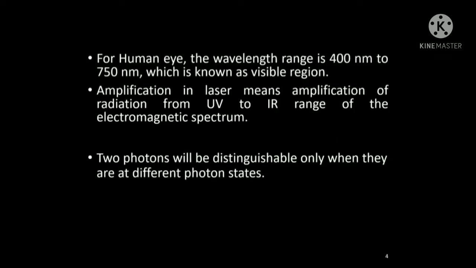For the human eye, the wavelength range is 400 nanometer to 750 nanometer, which is known as the visible region. So remember, which is the visible region for the human eye? It is from 400 nanometer to 750 nanometer. Amplification in laser means amplification of radiation from UV to IR range of the electromagnetic spectrum. Okay, 2 photons will be distinguishable only when they are at different photon states.